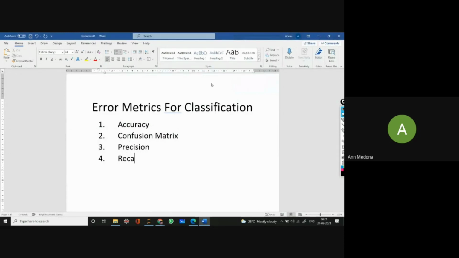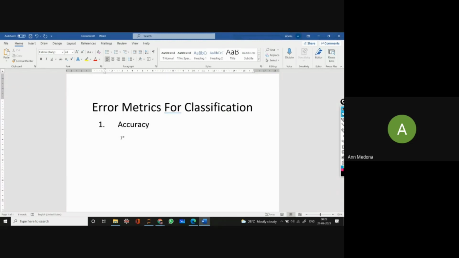precision, recall, F1 score. So in today's class, we are going to discuss accuracy, what is accuracy, confusion matrix, precision, recall, F1 score. Okay. So accuracy is nothing but, let's say we have built a model.